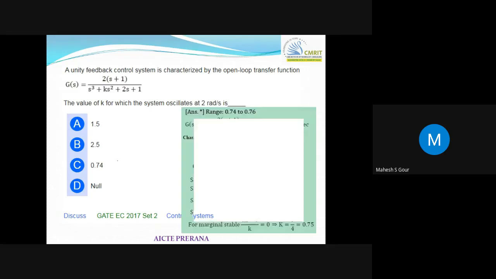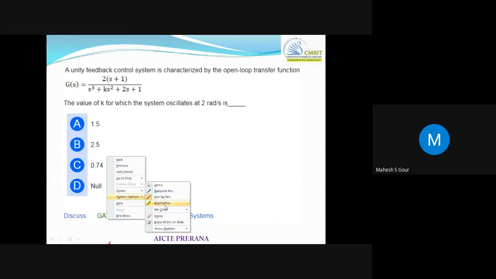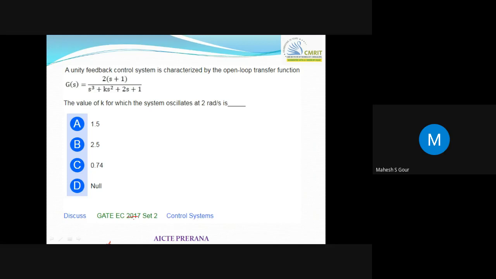So the next problem, same thing. See, now I have taken a question from 2017. See, in 2019, what they have done, they have mixed the polar plot, the Bode plot plus Nyquist plot, with your RH criteria.